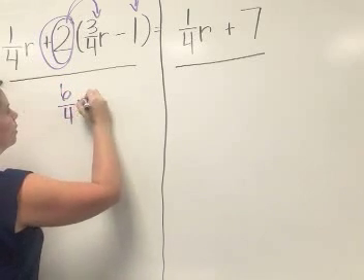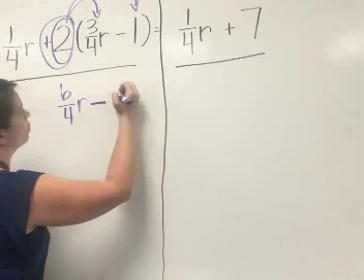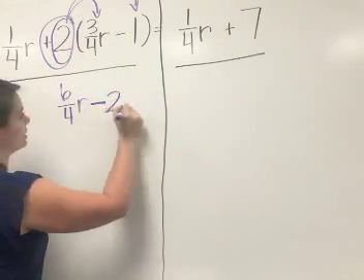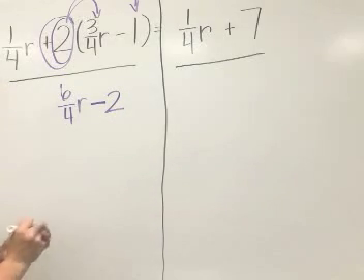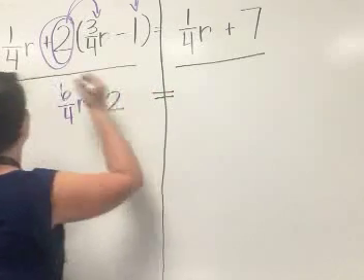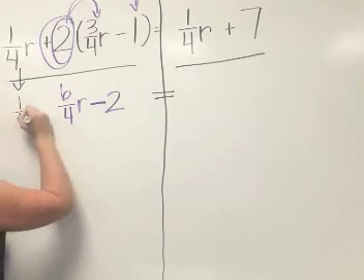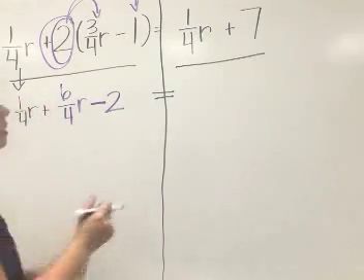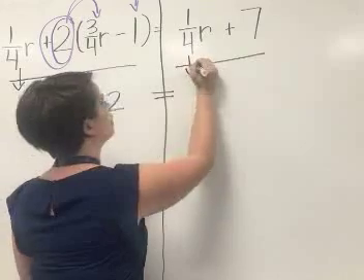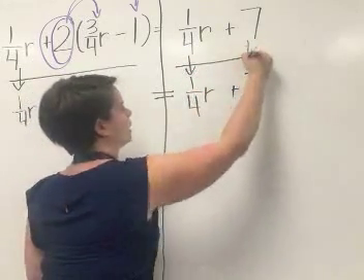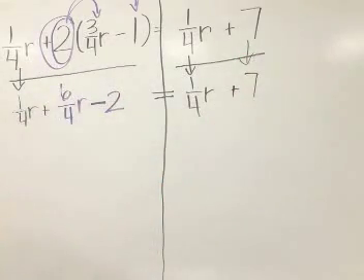You get 6/4 r minus, 2 times negative 1 is negative 2. And then I just bring down what I had left over. So I still have my equal sign. I bring down my 1/4 r, my plus sign, and I bring down my 1/4 r and my plus 7. Okay?